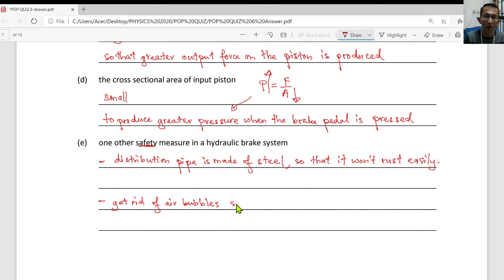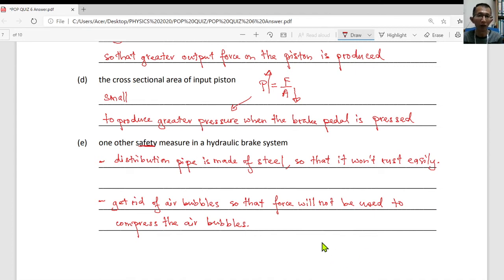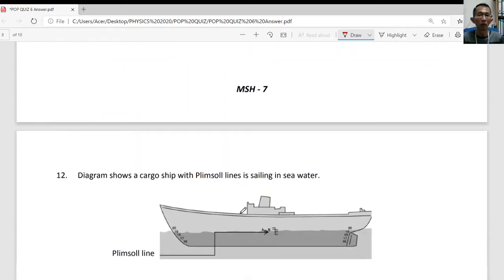So get rid of air bubbles so that force will not be used to compress the air bubbles. Do you follow? You can also say get rid of air bubbles so that pressure can be transmitted uniformly and effectively. So these are two safety measures that you can make sure of in a hydraulic brake system. Alright, let's move to question 12 now.